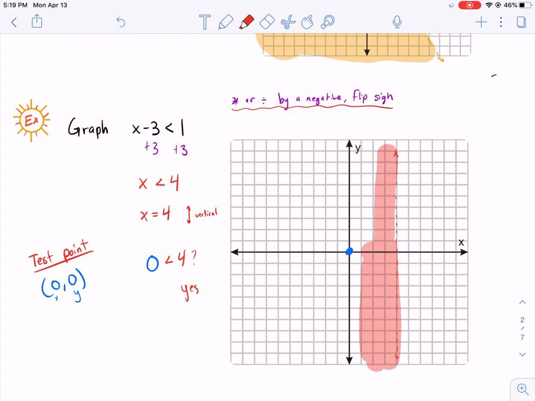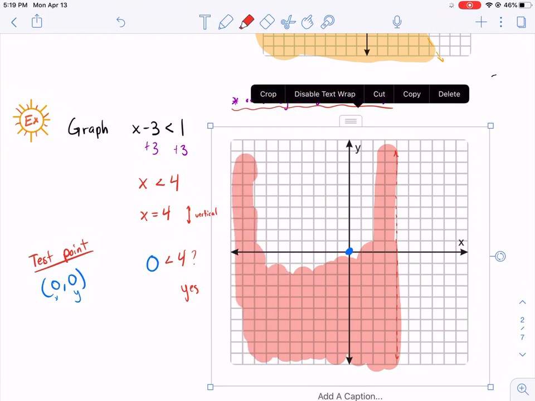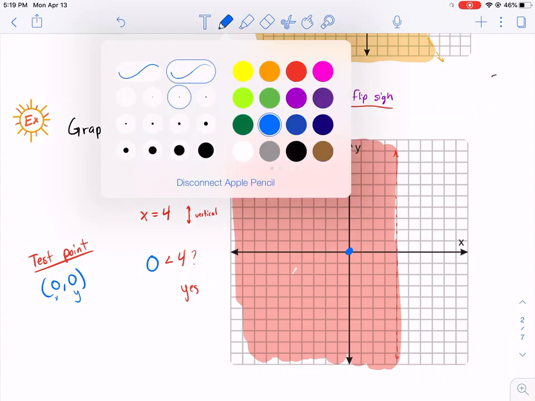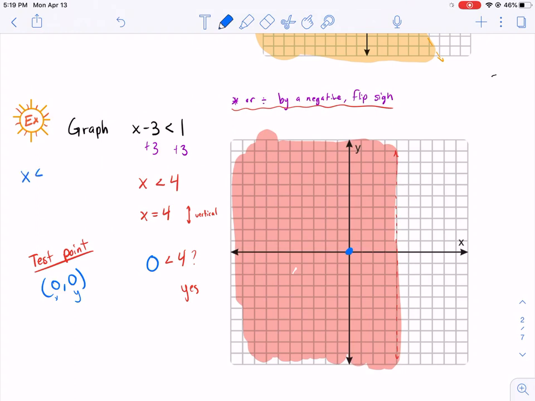Now, as it turns out, we can come up with our own formula for x values. We already did for y is less than, y is greater than. If it's y is less than, it's below. If it's y is greater than, it's above. For x, it's this. If it's x is less than some number, it's shade left. If it's x is greater than a number, it's going to be shade right.